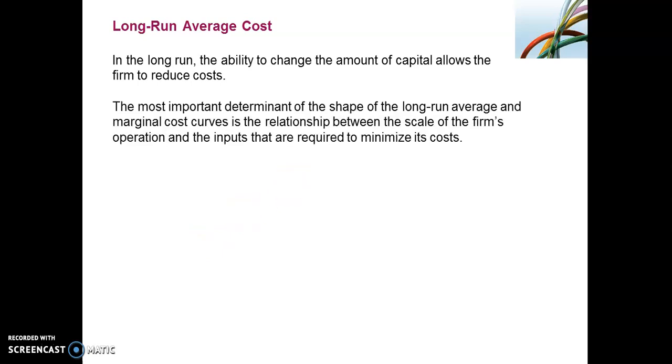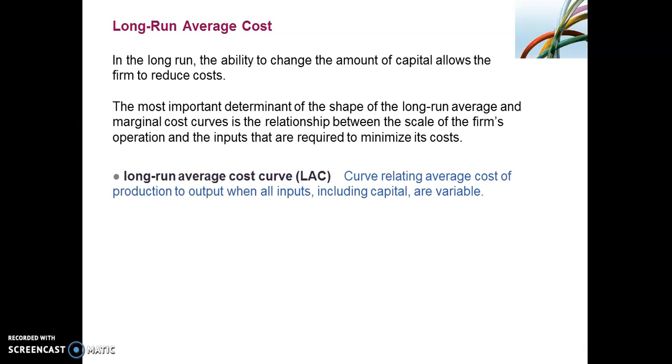And the most important determinant of the shape of your long run average and marginal cost curves is the relationship between the scale of the firm's operation, so increasing, decreasing, constant returns to scale, and the inputs that are required to minimize costs. So, for instance, if you had increasing returns to scale, a doubling of inputs would result in output more than doubling. So, average cost of production falls with output. Cost was doubled, but output more than doubled. Here, you can apply the same reasoning to decreasing returns to scale as well.